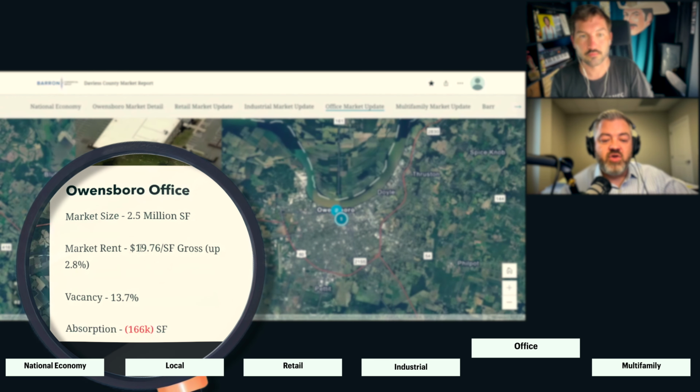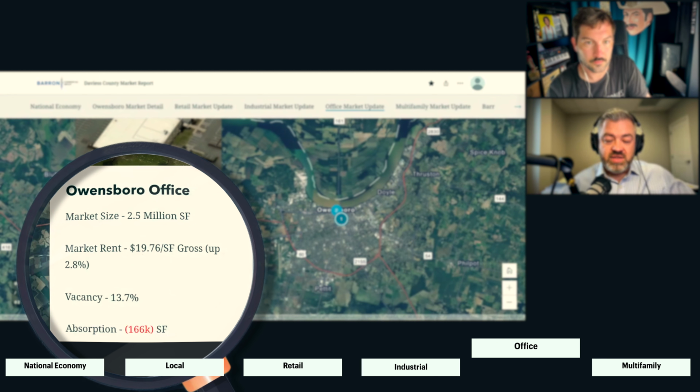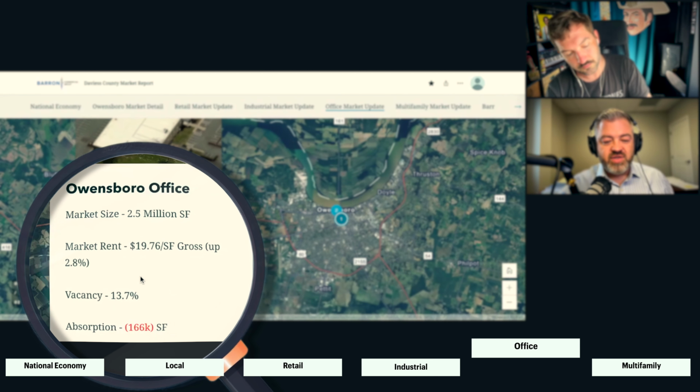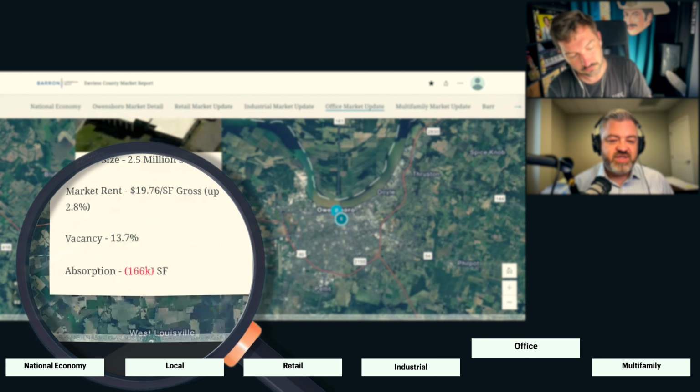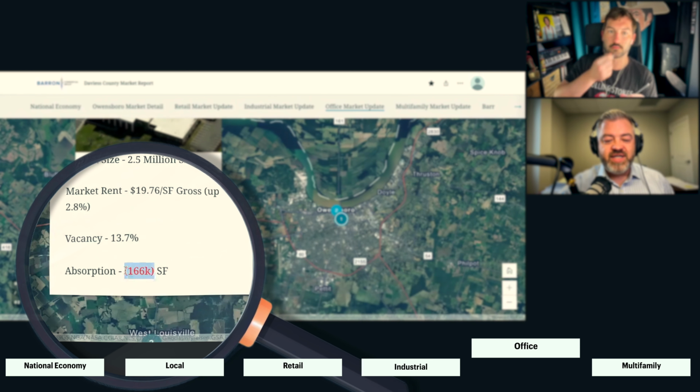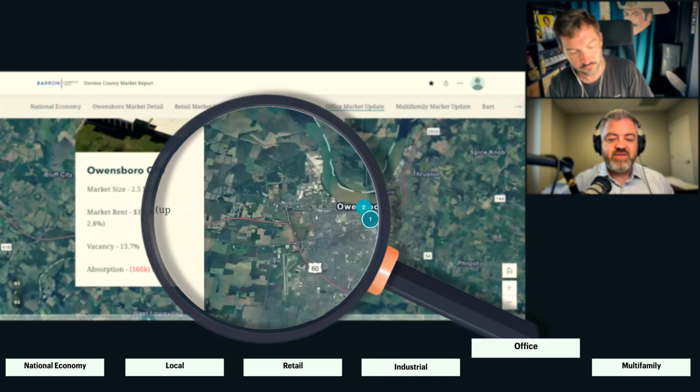Market rent for office in Owensboro is just under $20 a square foot. But on a gross basis, when you add in all that other stuff, this is the average right here. There's 13.7% vacancy, so we've got a lot more vacancy in office. Now that makes a ton of sense with all the people that have been sent home. And absorption, we have negative 166,000 square feet.